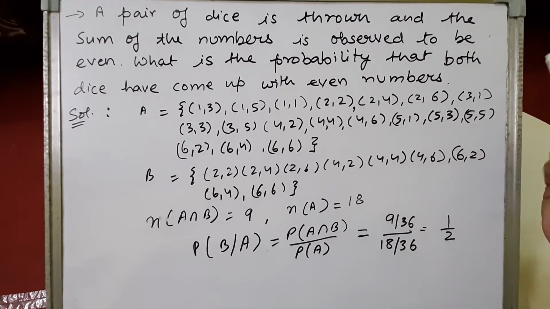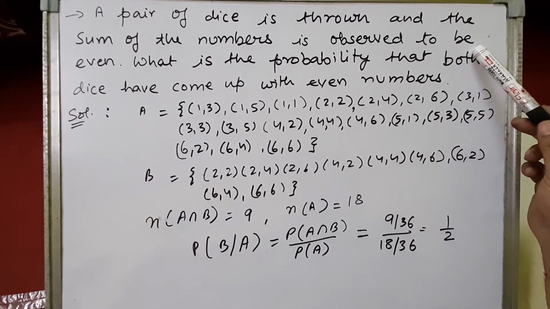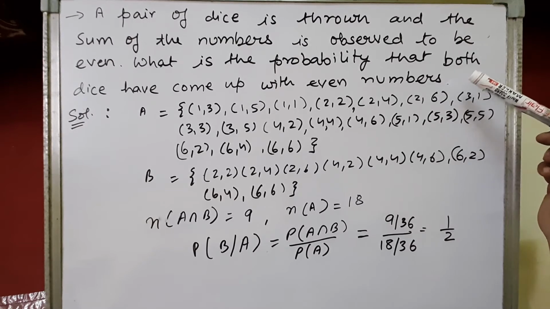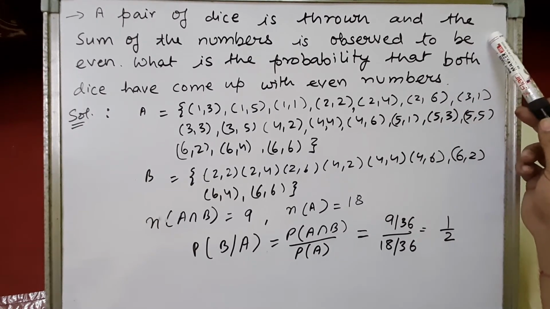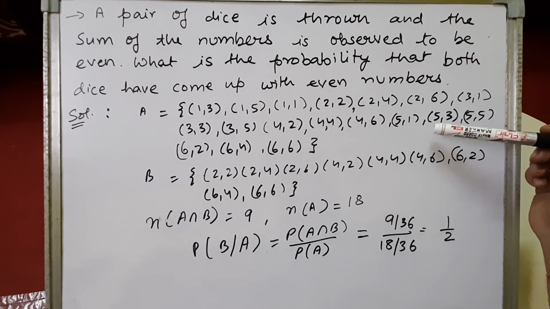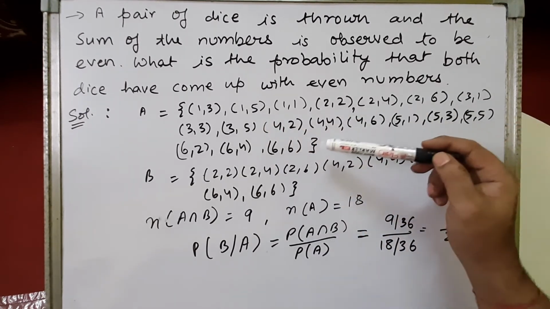Let's see another sum, children. In this sum it is given that a pair of dice is thrown and the sum of numbers is observed to be even. What is the probability that both the dice have come up with an even number? Let the first event be event A and this be event B, and we have to calculate probability of B upon A. So when both the dice are thrown and the sum is even, this many events will be in favor.